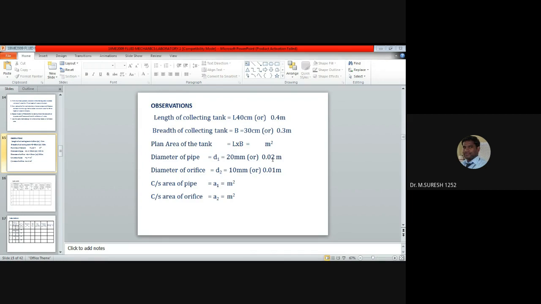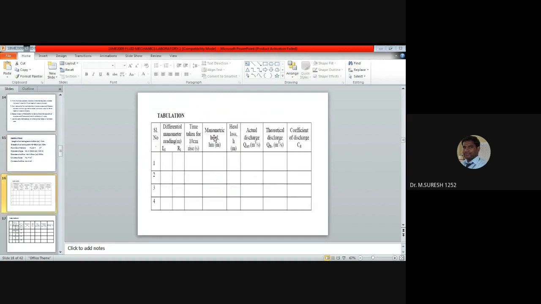The diameter of the pipe for this orifice meter, D1, is 20 mm. So 20 mm, you need to convert to meter, 0.02, and the orifice D2 is 10 mm, so convert to meter. From these diameters D1 and D2, you are going to find A1 and A2. And this is the tabular column. Similar to the Venturi meter and orifice meter, the differential manometer readings, left side and right side, in meter. If you take them in centimeter, you have to convert to meter. And the time taken for every 10 centimeter rise of water.